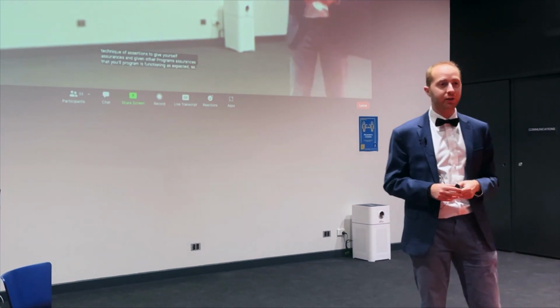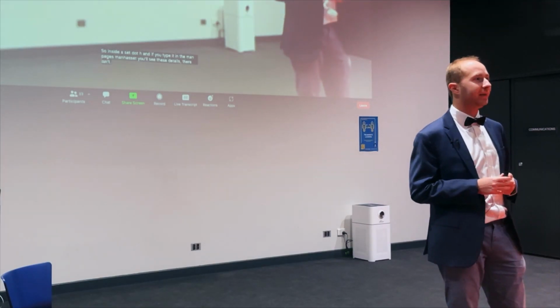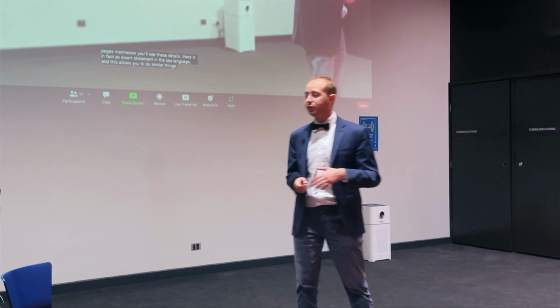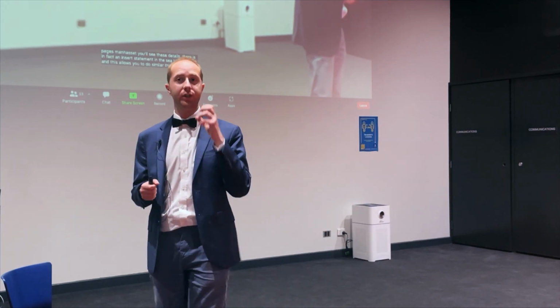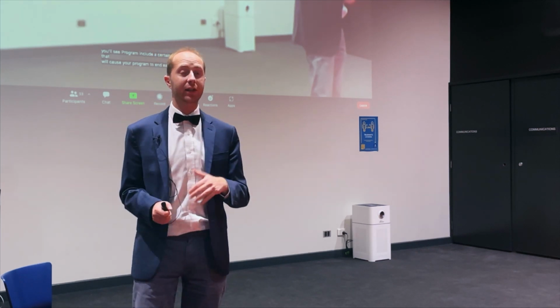So inside assert.h, and if you type in the man page, man assert, you'll see these details. There is in fact an assert statement in the C language. And this allows you to do similar things, to include assert statements in your C program that will cause your program to end early with an error if the assert is violated.